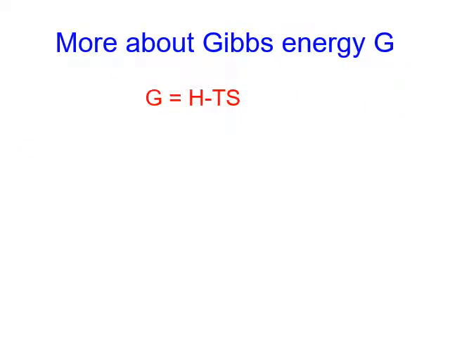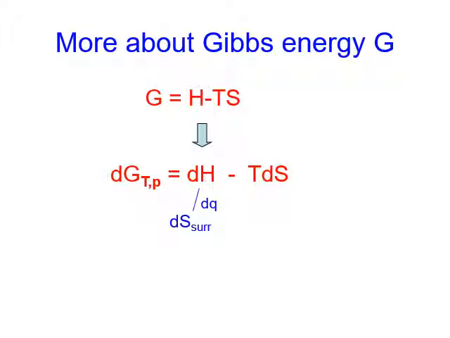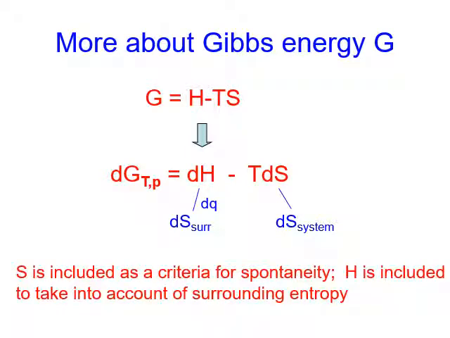Again, we see that in the Gibbs energy function, the enthalpy is used to represent the entropy of the surrounding. Again, it's the negative of the entropy of the surrounding, and entropy S represents the entropy of the system. So in this way, one function includes both the system and the surrounding.